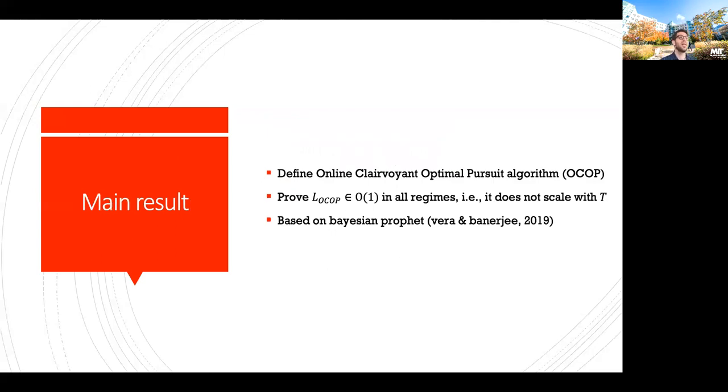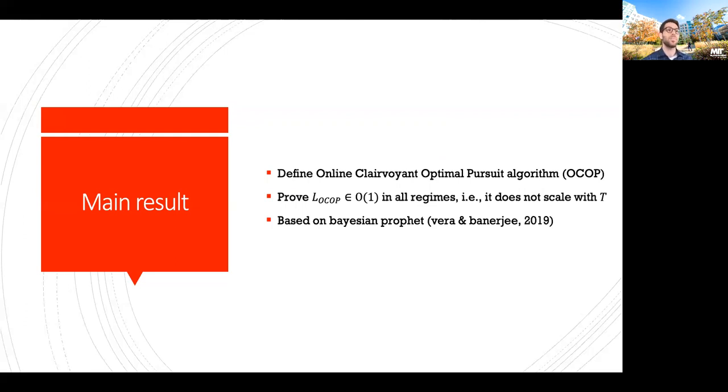Now, the main result I will introduce in this talk today is an algorithm that achieves a uniform loss guarantee regardless of which regime we're in, regardless of whether we're in the bounded waste regime or the linear waste regime or the perfectly packable regime. For any regime, we will achieve a uniform loss bound. The algorithm is based on the Bayesian profit framework that was developed by Vera and Banerjee. And we will call the algorithm the Online Clairvoyant Optimal Pursuit Algorithm, OCOP.